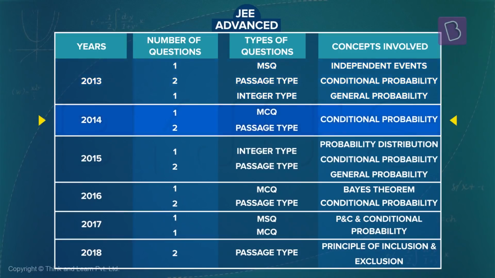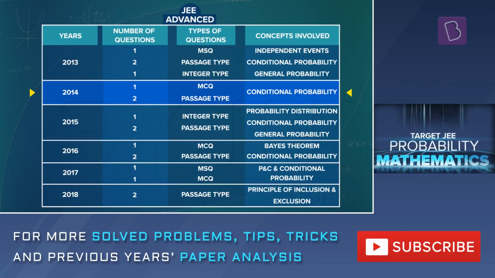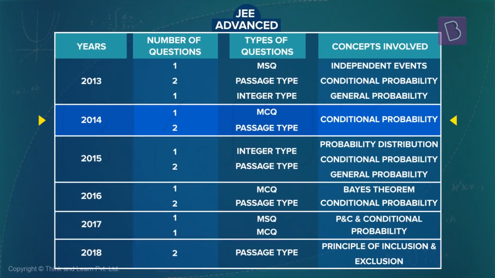Then 2014 was a year when 3 questions came. One was a single correct answer type of question. Another was a comprehension type of question. There was a passage and there were 2 questions following the passage. So that was a comprehension type of question, and both these questions generally tested the concepts of conditional probability, though of course a little bit of logical thinking was also needed to solve these questions.